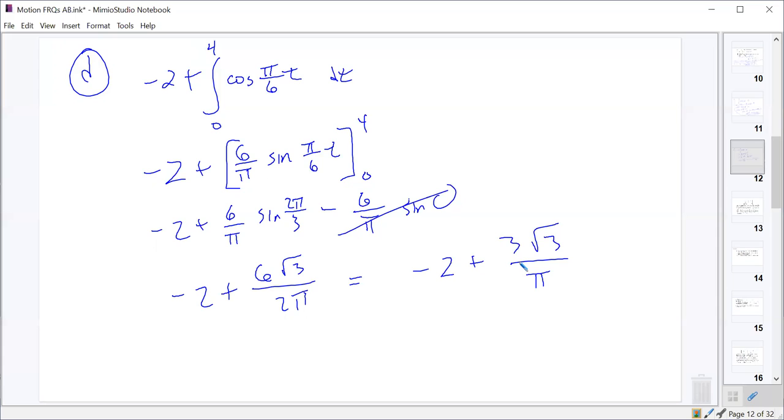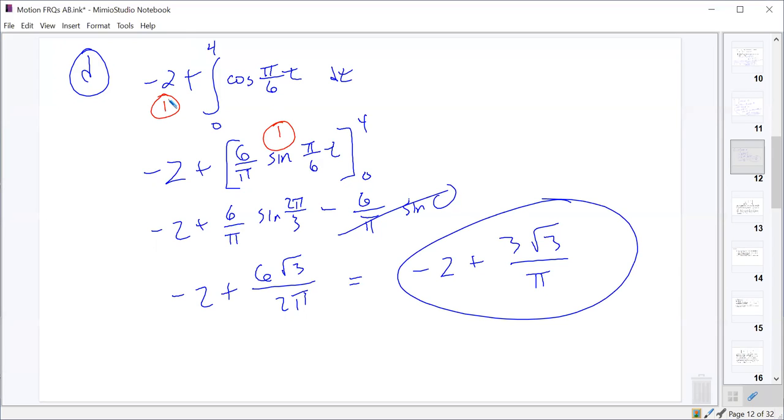Good or no? 1 point for the right antiderivative, 1 point for remembering to use the initial condition at some point in it, and 1 point for the correct final answer. Any other questions on that one?